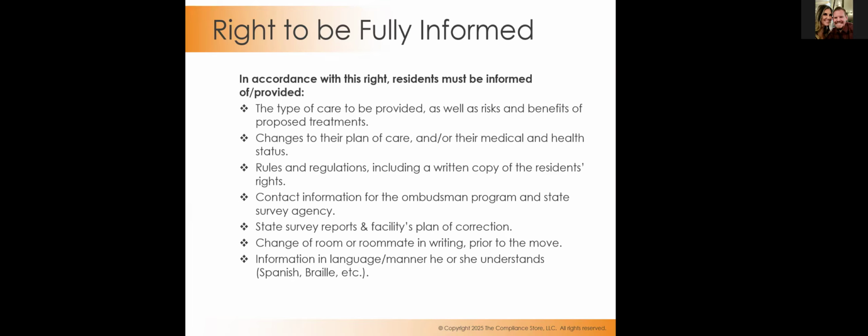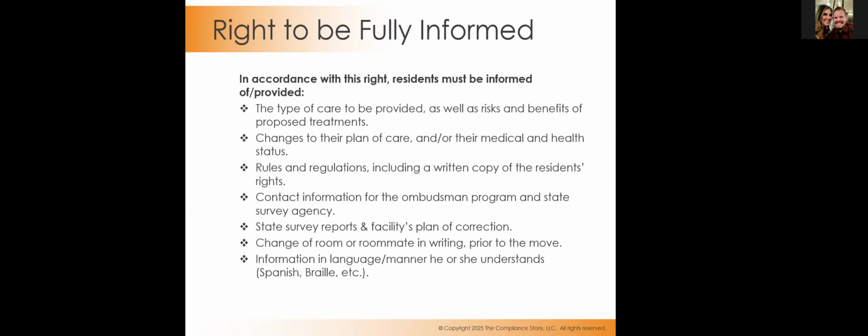So in accordance with this right, residents must be informed of and provide consent for the type of care to be provided, as well as the risks and benefits of treatments, changes in their plan of care or their medical and health status, and rules and regulations, including written copies of residents' rights and contact information for the ombudsman. Again, it should be the state survey agency here. I'm so sorry about that. It is in the residents' rights admission agreement pamphlet.